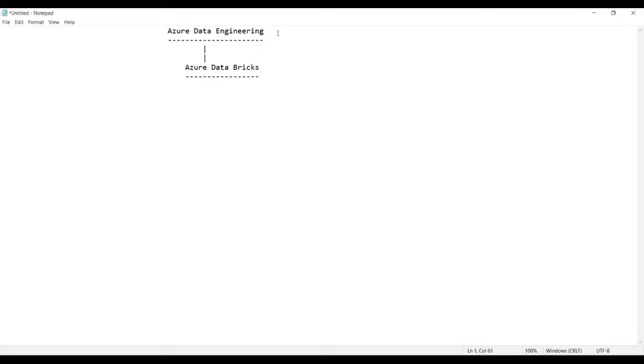See, what is Azure Data Engineering? Azure is nothing but a name for the cloud services given by Microsoft. That means Microsoft is marketing their cloud products or cloud services with a name called Azure. And data means information. For the engineering services, they are using Azure Databricks.